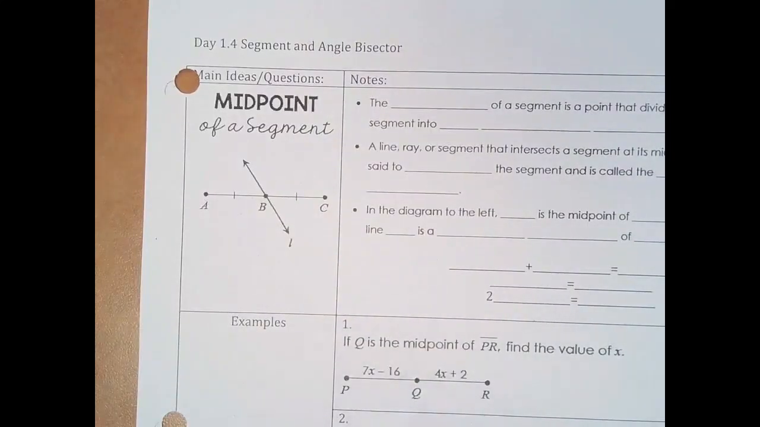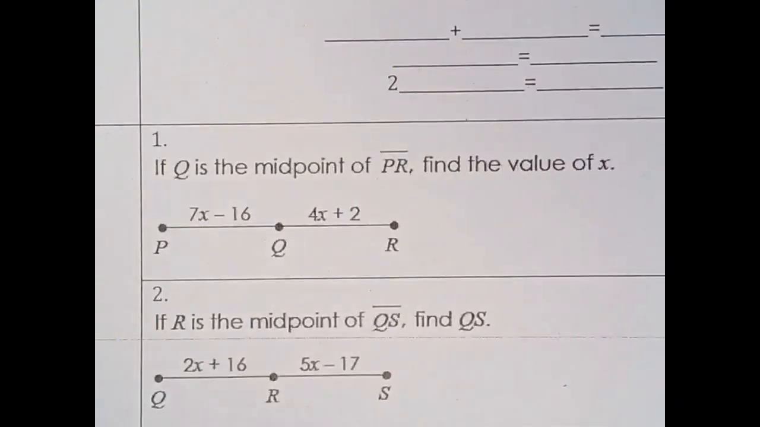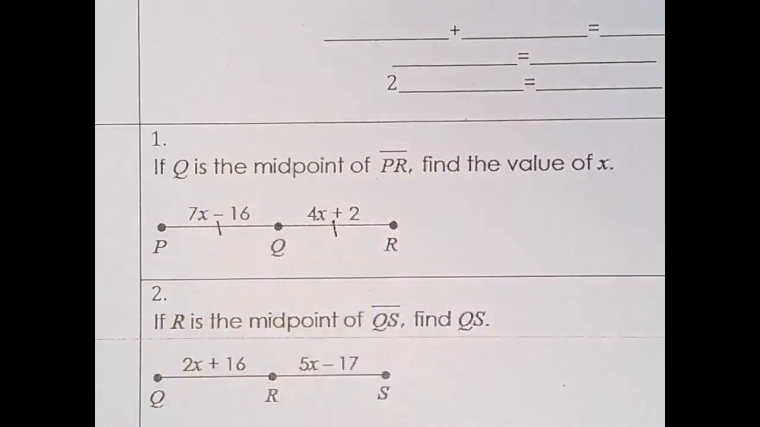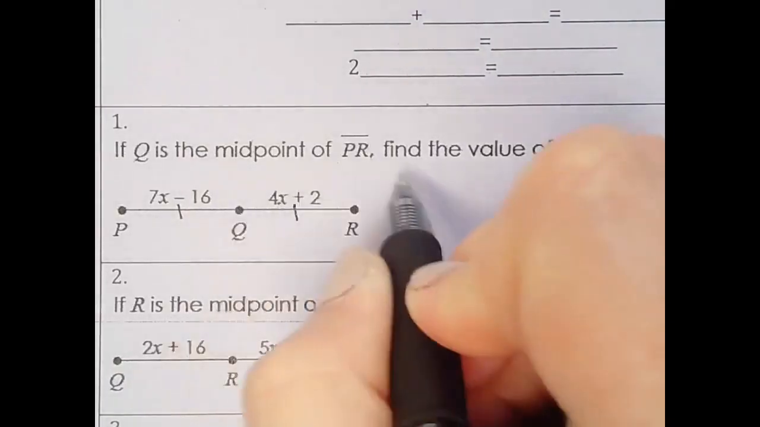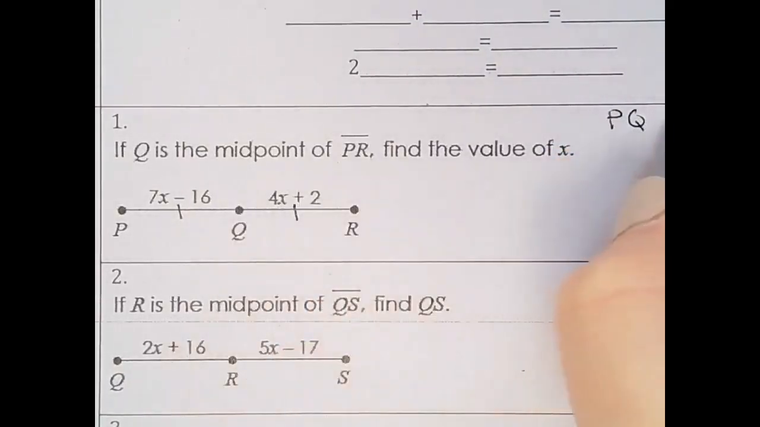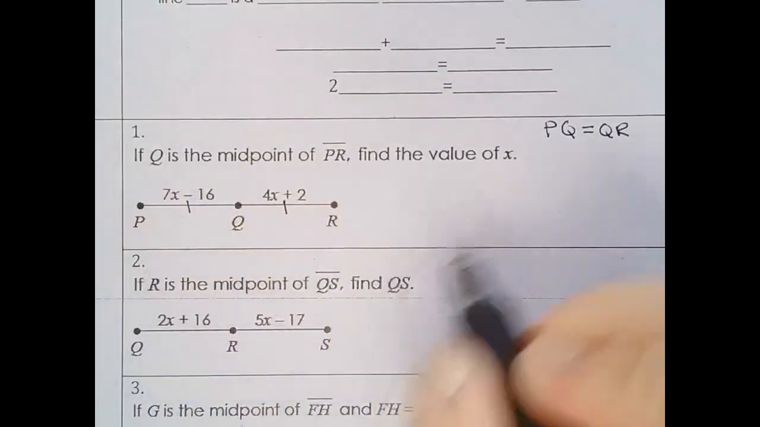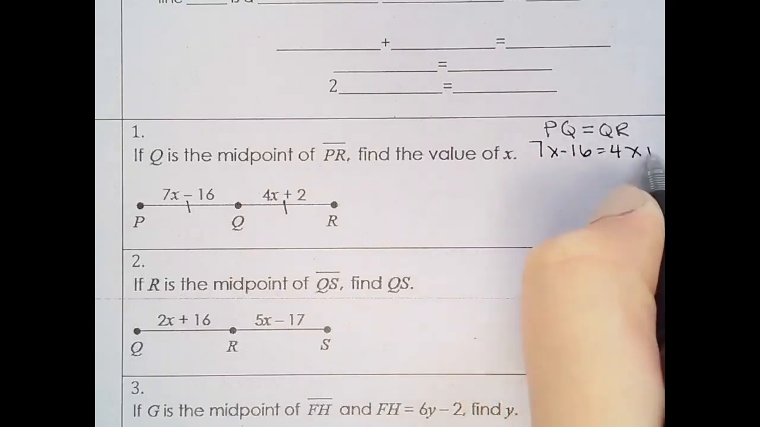Let's go to our first example. Number 1. If Q is the midpoint of PR, find the value of x. So Q is the midpoint, meaning these two segments are congruent. So we have PQ equal to QR. So we're thinking, what do we know? We know that these two pieces are the same. Plugging in our numbers, 7x minus 16 equals 4x plus 2.